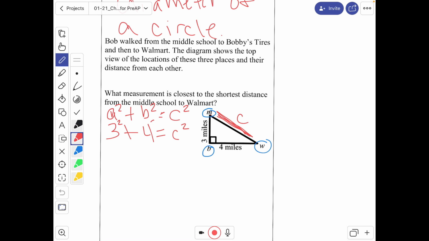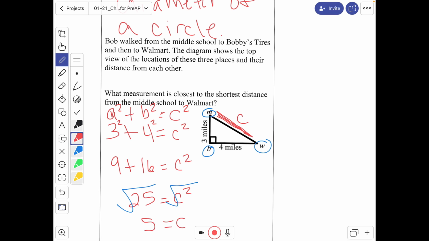And remember, you're not allowed to use a calculator, so the numbers will probably be easy. 3 squared would be 9, plus 4 squared would be 16. 9 plus 16 makes 25. And then we find the square root, and the square root of 25 is 5. So C, or the distance, would be 5 miles.